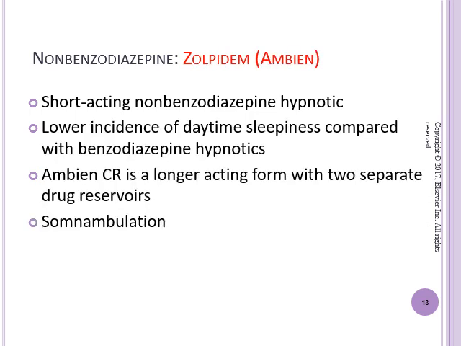Zolpidem or Ambien. I'm sure that you all have heard of Zolpidem or Ambien. This one is very popular. It is a short-acting non-benzodiazepine hypnotic. It has a lower incidence of daytime sleepiness compared with benzodiazepine hypnotics. Ambien CR is a longer-acting form of the drug with 2 separate drug reservoirs. So with Zolpidem, one thing that you do need to pay attention to is that it is considered a high-risk medication for individuals over the age of 65.